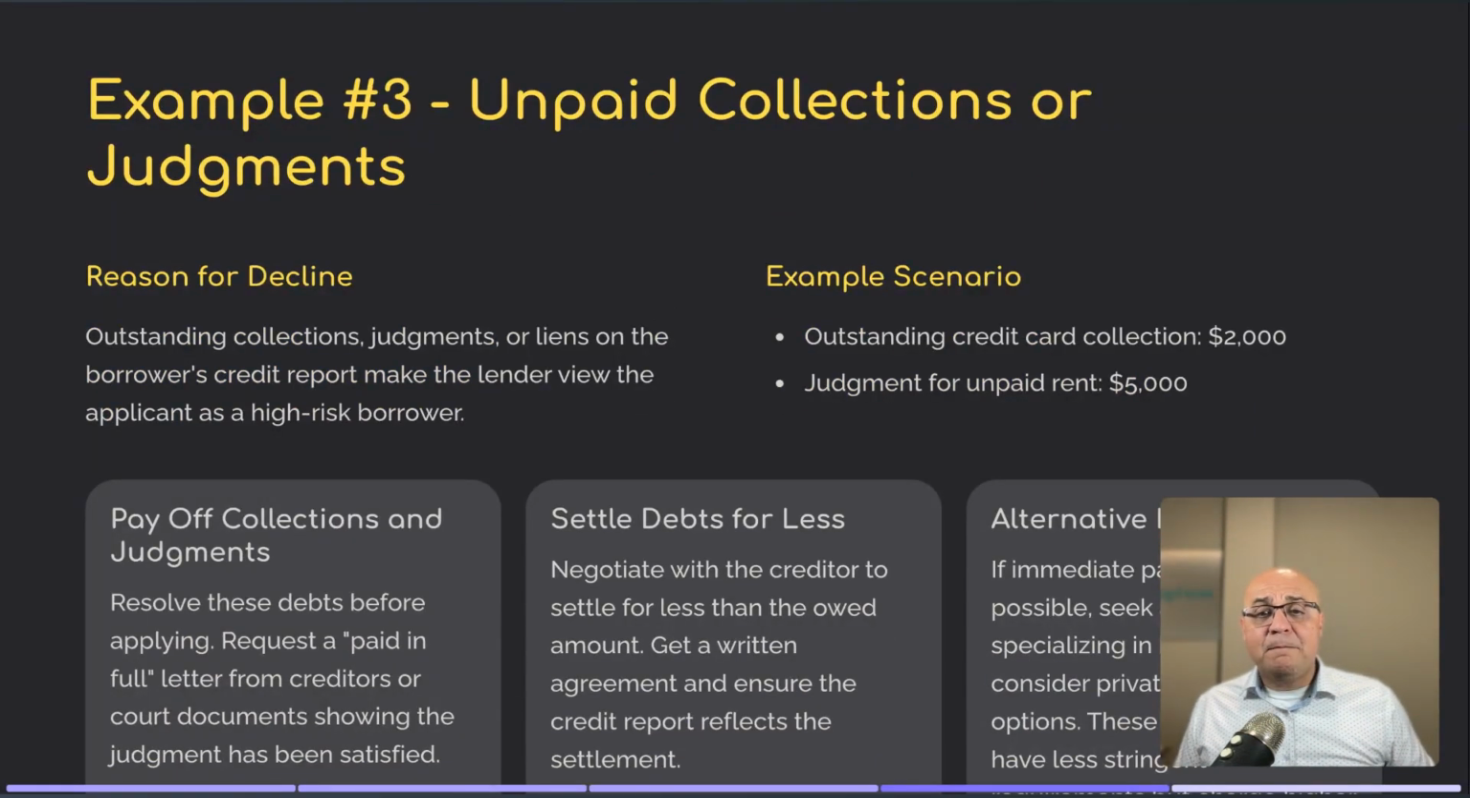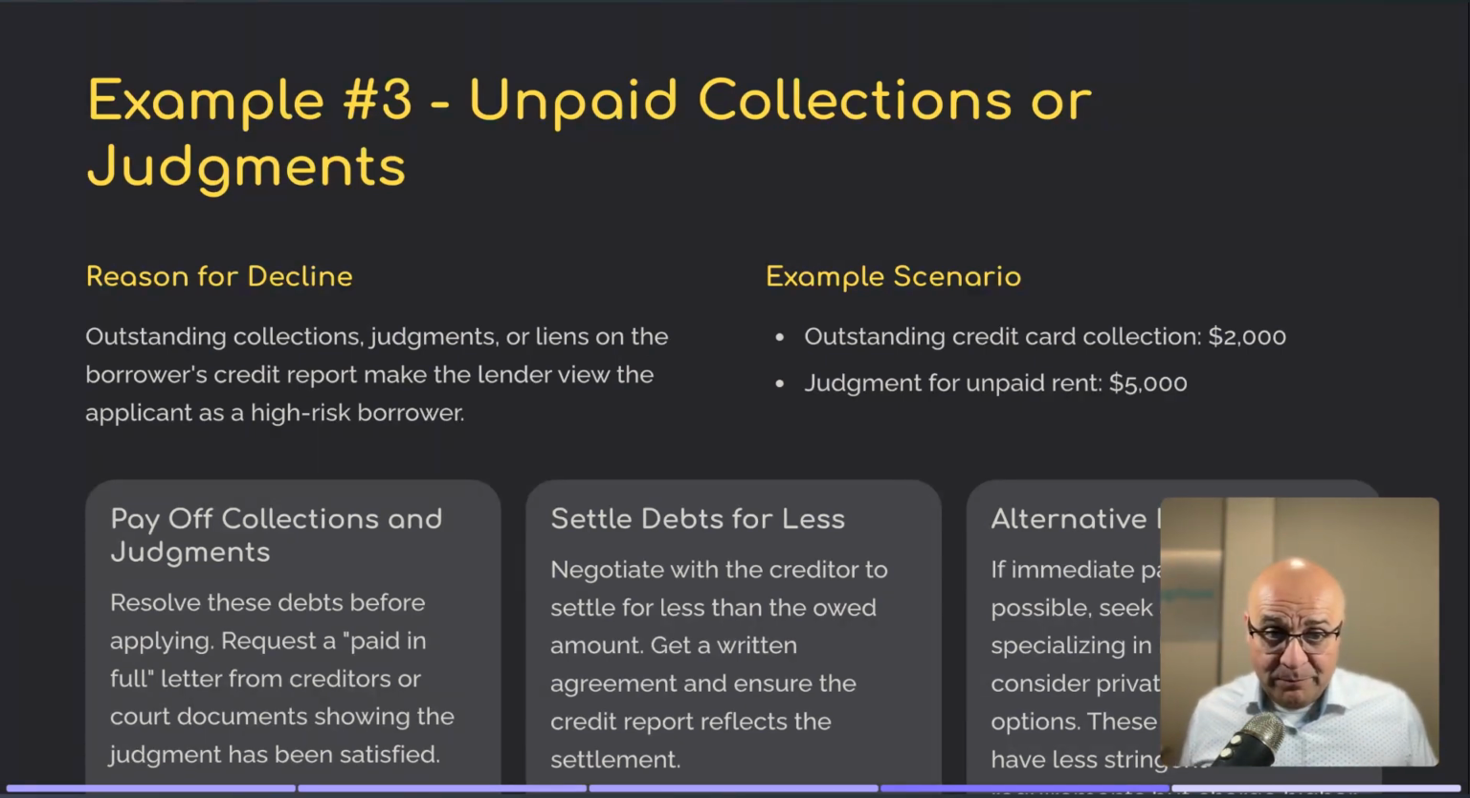Example number three, unpaid collections or judgments. When there are outstanding collections, judgments, or liens, you already know that the borrower's credit will show the lender that they're high risk. For example, you have an outstanding credit card collection of $2,000. This is a very simple problem, and a judgment for unpaid rent of $5,000.